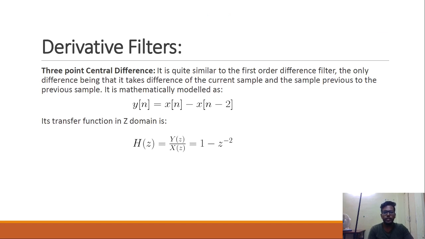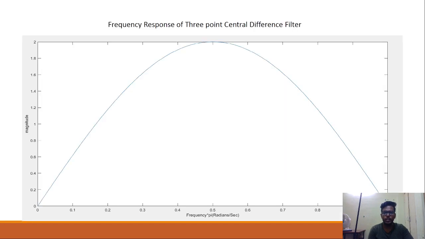The only difference is that it takes the difference of the current sample and the signal which is sampled two samples before it. So it can be mathematically modeled as x of n minus x of n minus 2. Now the z domain transfer function is h of z equals 1 minus z to the power minus 2. Now let's see the frequency response of this filter.